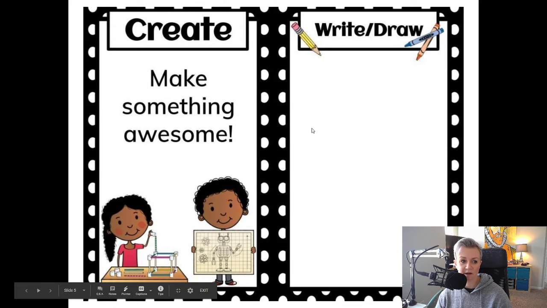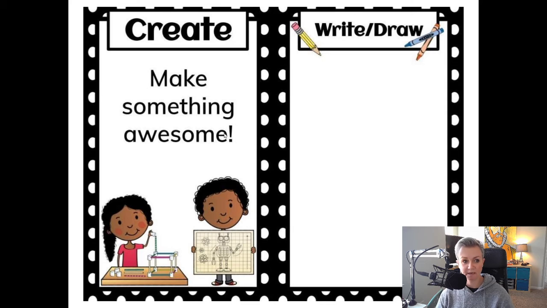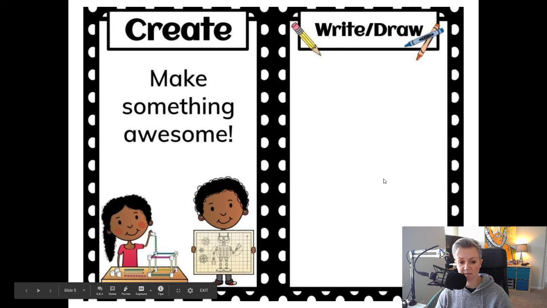Next step, we've got create, which is basically make something awesome. So they're going to take their plan and make something, and they're going to create it. And so they can draw a picture here of what their final product might look like, and also describe it. You could use labeling as well there, just a big open space.